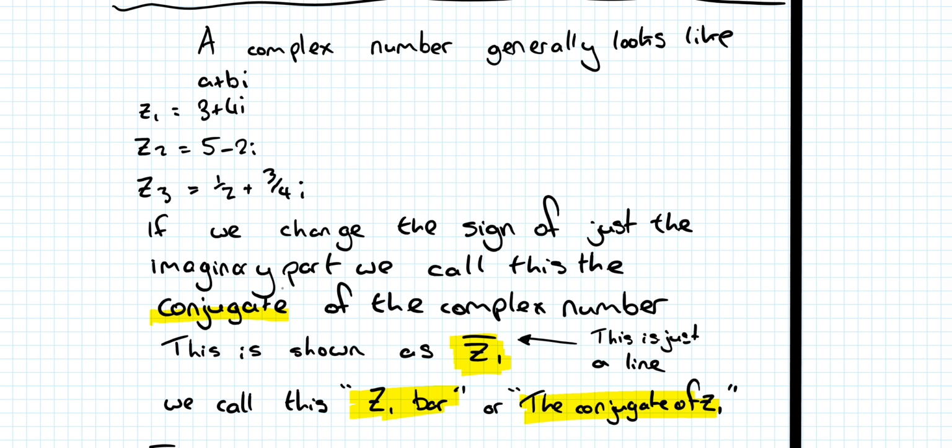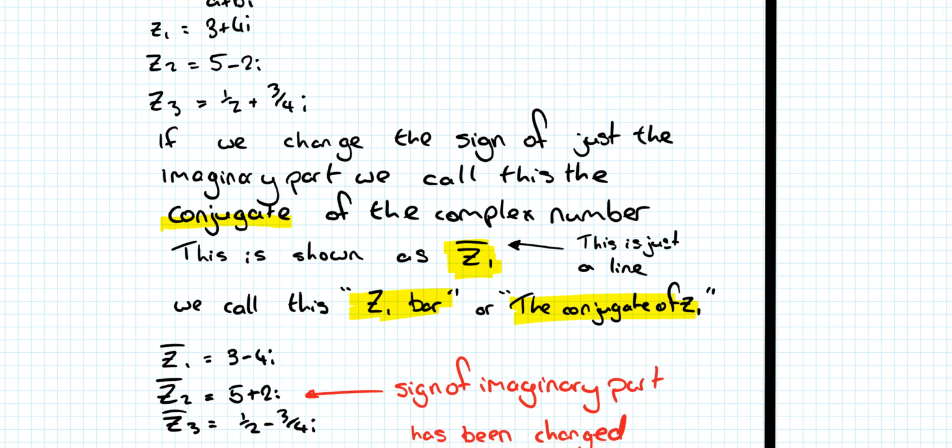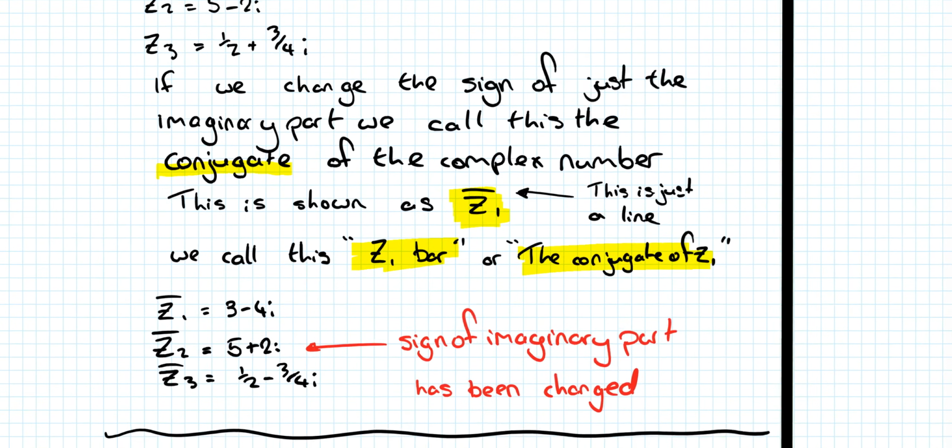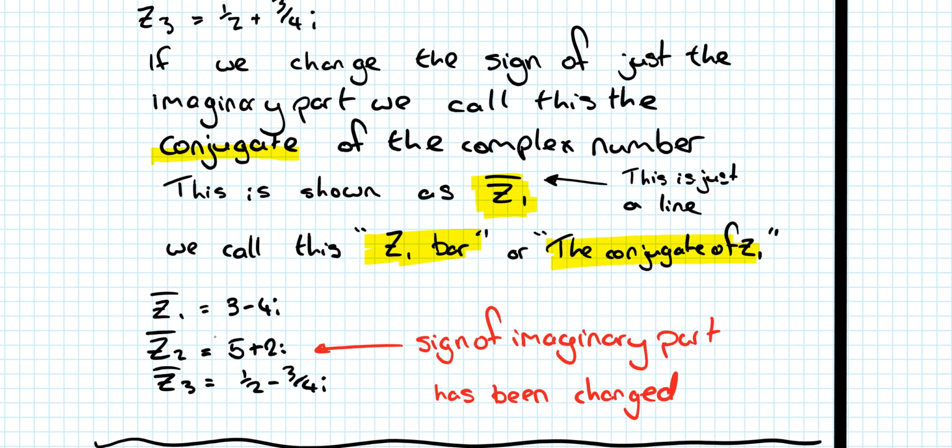So if we change the sign of just the imaginary part, we call this the conjugate of the complex number. This is shown by z1 bar, and that line across the top of the letter is a bar. Okay, so we call this z1 bar, or the conjugate of z1. So, for example, the conjugate would be 3 minus 4i, or 5 plus 2i, or half minus 3 over 4i. The sign of the imaginary part is changed, not the sign of the real part. That's the only bit that changes, the imaginary part.